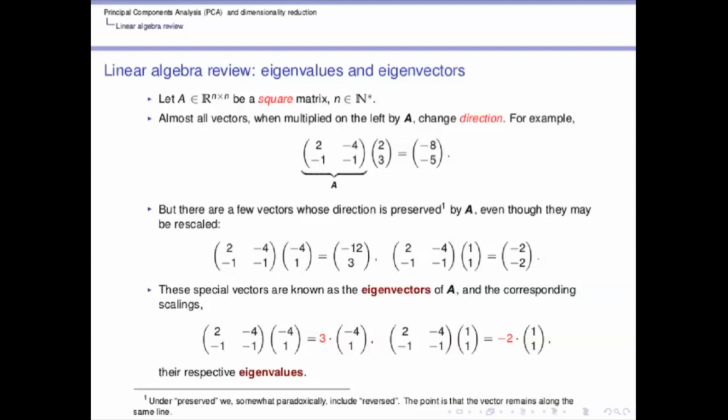Good. So square matrix is clear to everybody. Where is the little dot? That's wonderful. Okay. So you see, this is the square matrix.